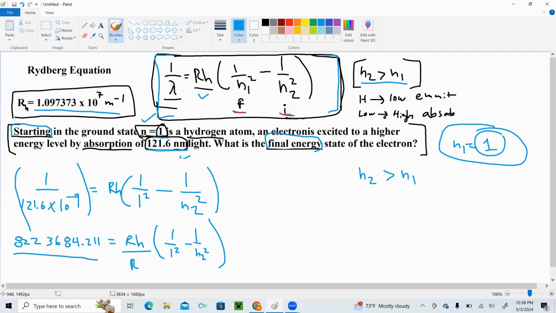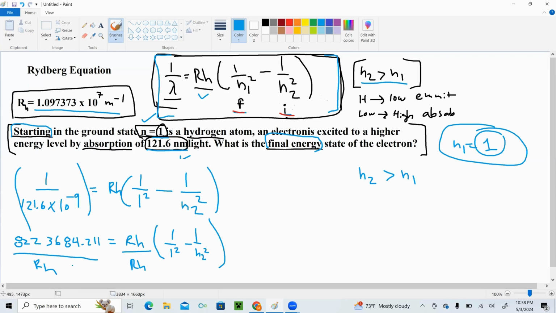divide the RH. So it's 8223684.211 divided by the Rydberg constant, so it's 1.097373 e to the 7.